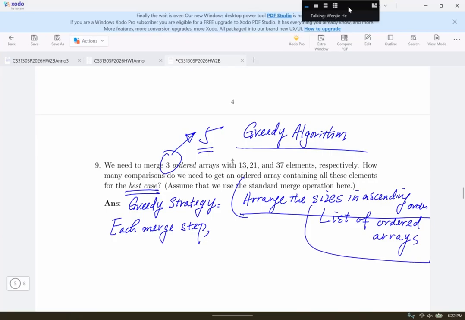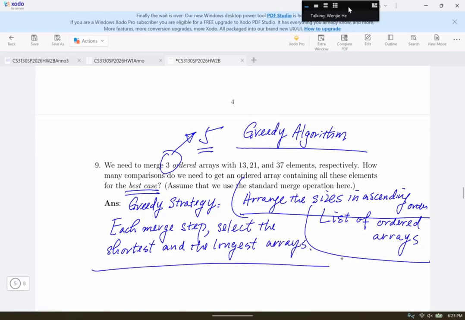Our greedy strategy is to select the shortest array and the longest array. You need to merge two ordered arrays, the shortest and the longest. That's the greedy strategy.